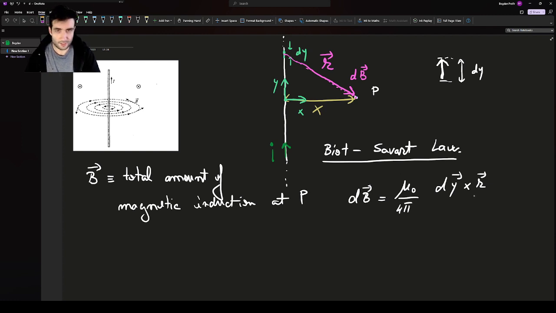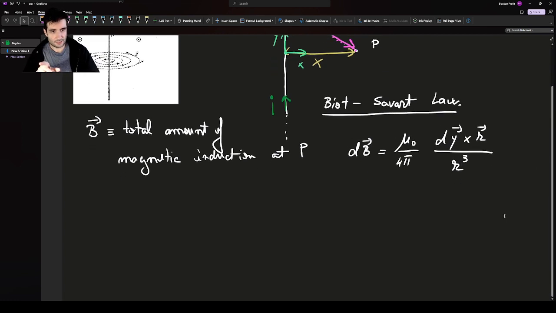So we have the cross product, and this is divided by the distance from, let's call this point A, the distance from A to P, which is R cubed. So that's what we are going to use, and this is what will tell us what the overall effect is after we do some integration. So the first thing I would do is try to figure out what this cross product is equal to.